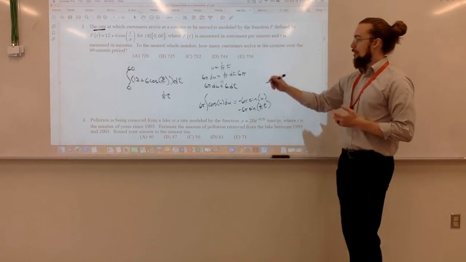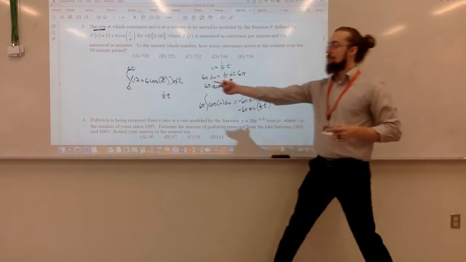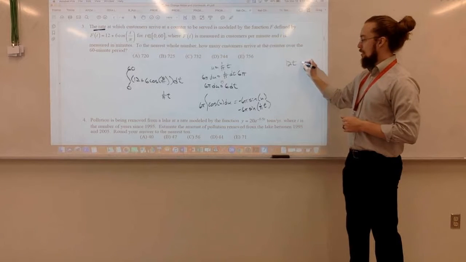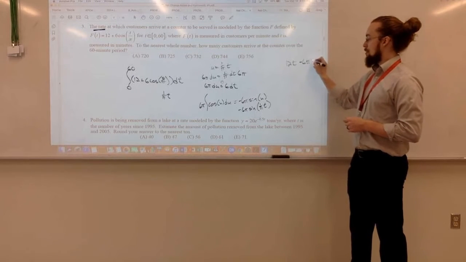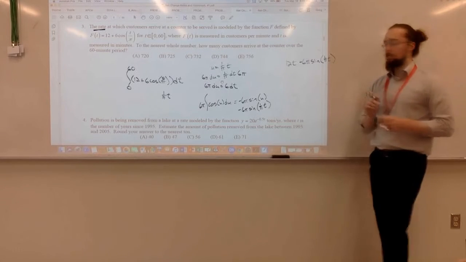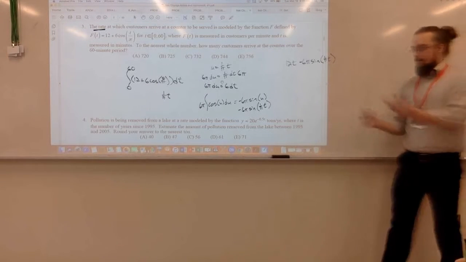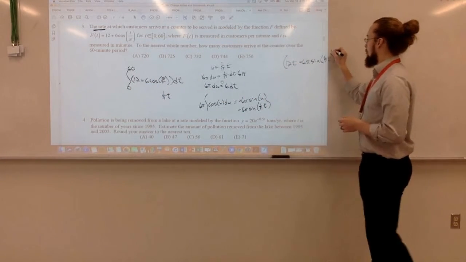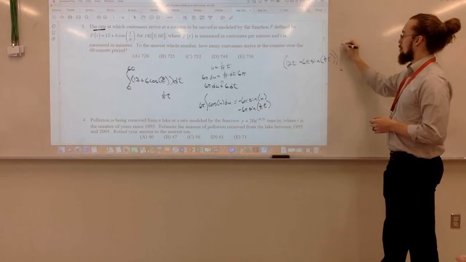So to put that together then, my antiderivative of this function would be 12t minus 6 pi times the sine of 1 over pi t. And then to finish out this definite integral, we would want to evaluate that from 0 to 60.